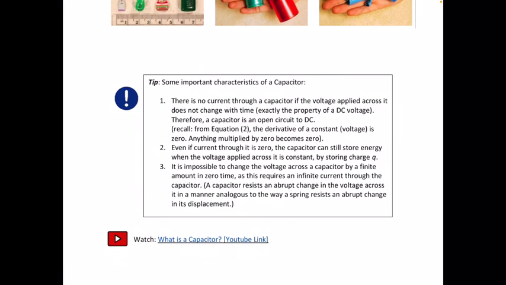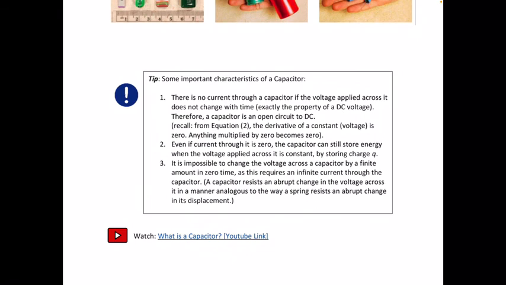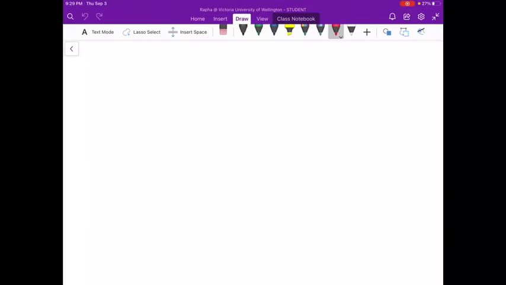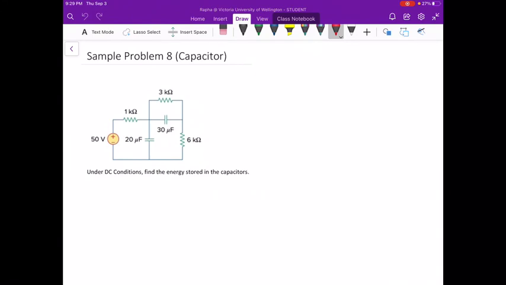These are the basics of a capacitor, and let us dig in more by solving a sample problem and particularly observe how to solve a circuit problem that involves capacitors. What you're seeing right now is a sample problem which has two capacitors, and it asks that under DC conditions, find the energy stored in the capacitors.